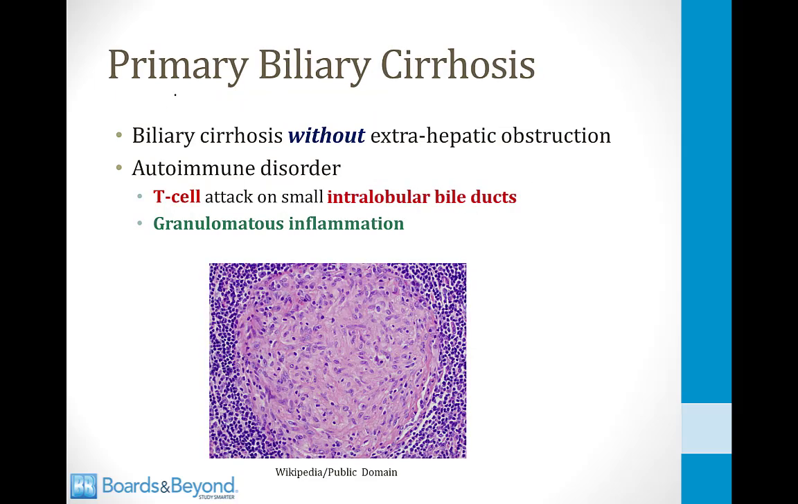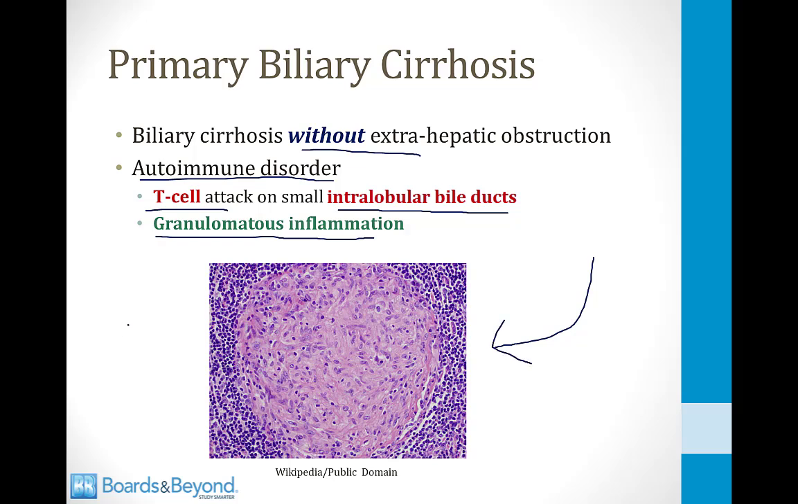So primary biliary cirrhosis is biliary cirrhosis that develops without an extrahepatic obstruction. So it occurs without a gallstone or a mass in the pancreas. The obstruction is inside the liver and it leads to cirrhosis. It's an autoimmune disorder. It's mediated by T cells, and they attack intralobular bile ducts. And I've bolded the words T cell and intralobular bile ducts because those are high yield things to remember for step 1. It's also high yield to remember that this is a form of granulomatous inflammation, and this is a picture of a granuloma on the screen here to remind you of that fact.